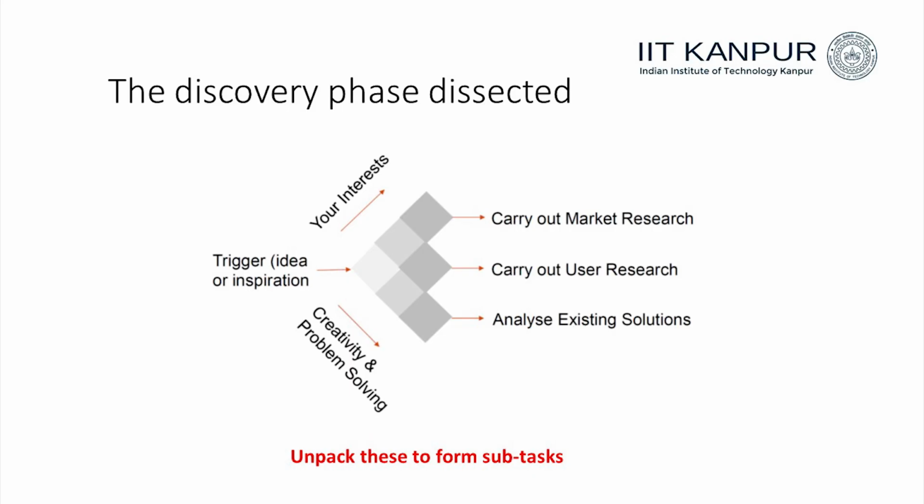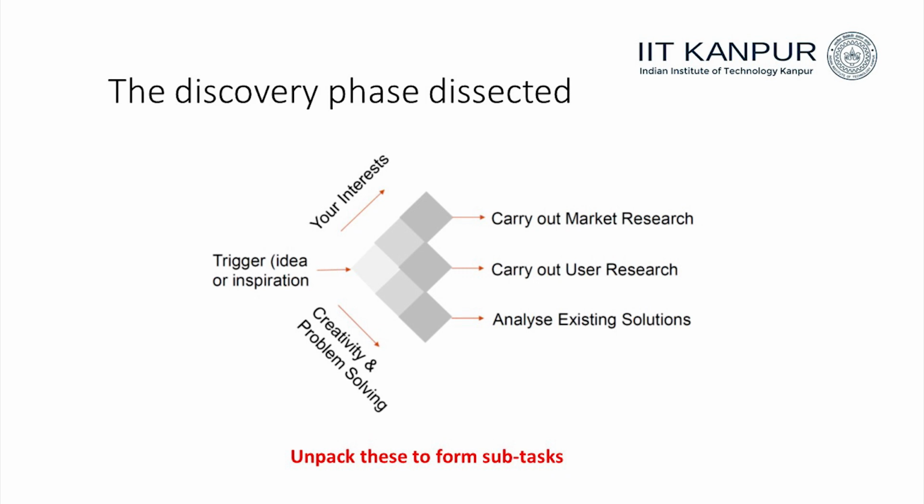So, maybe market research online, market research offline, okay. Somebody will look at magazines, journals, trade reports, etc., and another person can look at all the online sources. So, you can break them down into further subtasks.